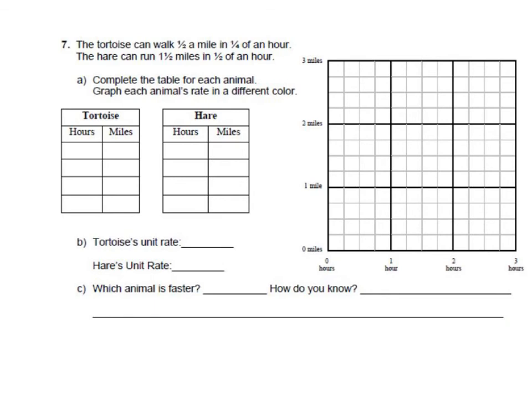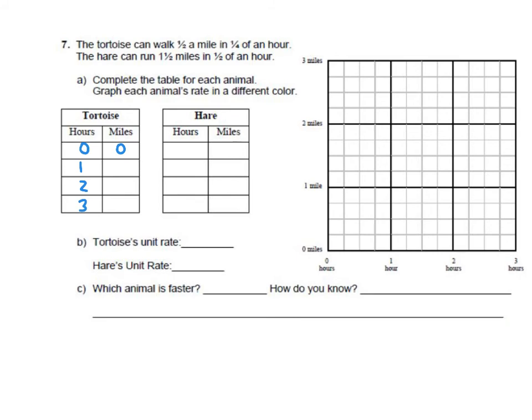Alrighty. So the tortoise, should I do them? I'll even do them in different colors. The tortoise in 0 hours can run 0 miles. I don't know if you knew that. We're assuming that we're just looking at whole hour situations. And because my graph is already filled out, I'm going to also put 1, 2, and 3 hours in there.